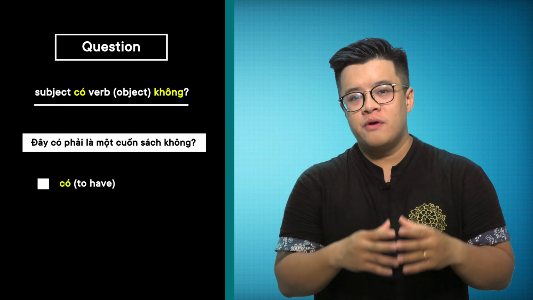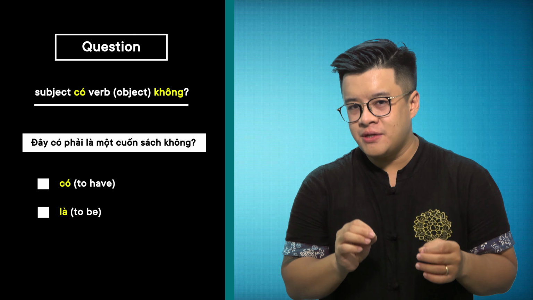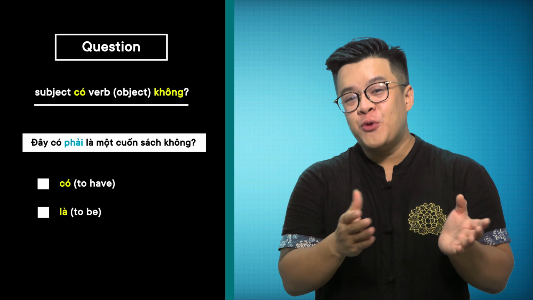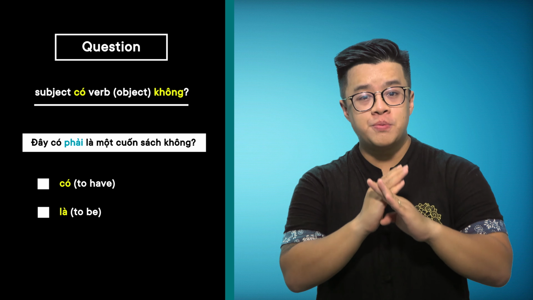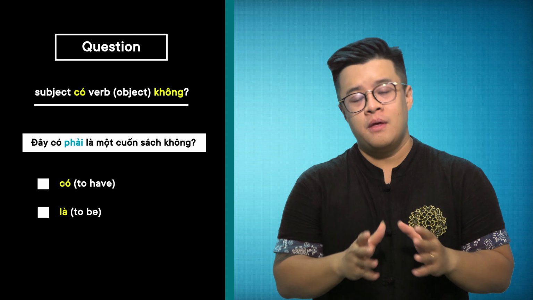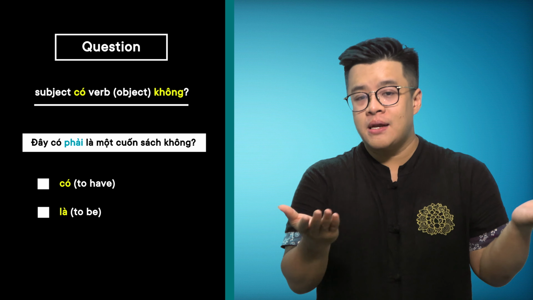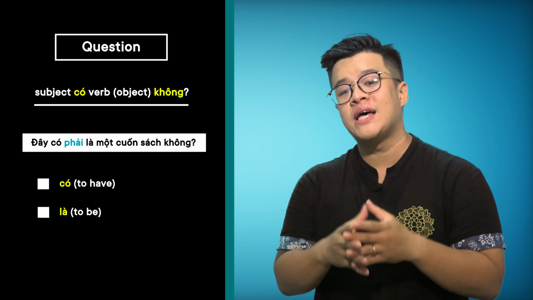Then we have the verb là. However, you can see that we must add something else, phải, which must be added if we use the verb là in a question. Other verbs do not need phải. Then we have the object một cuốn sách and at the end không. Đây có phải là một cuốn sách không?